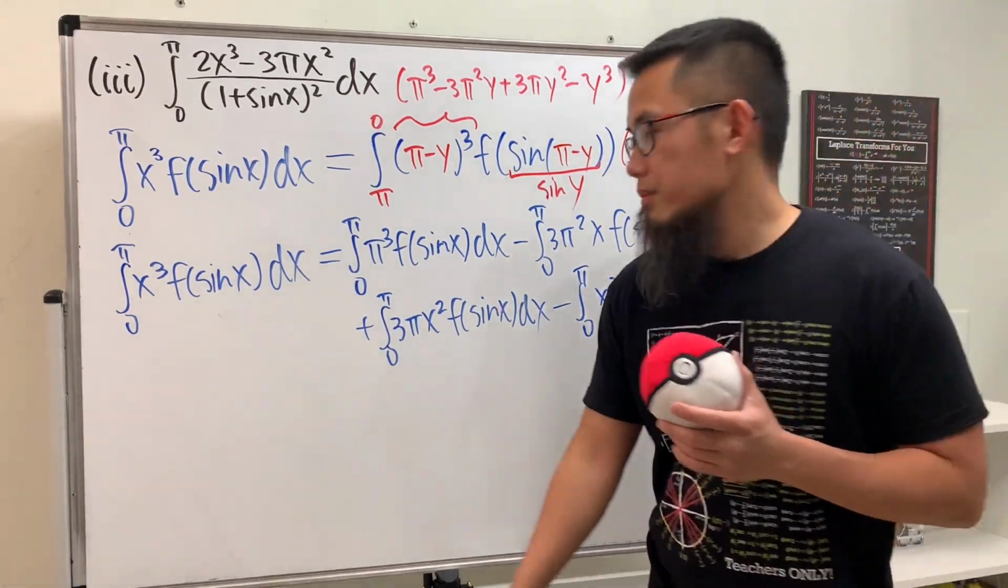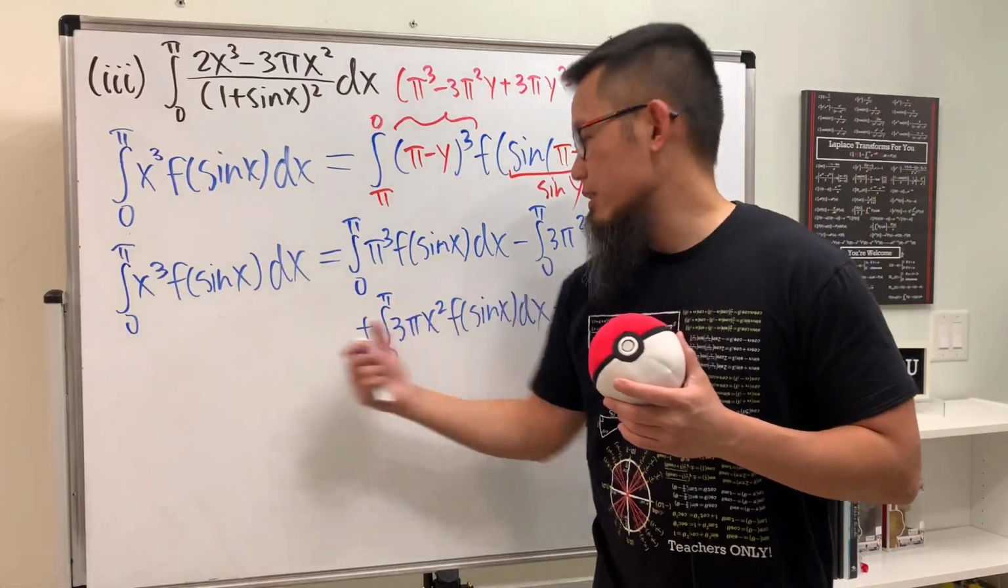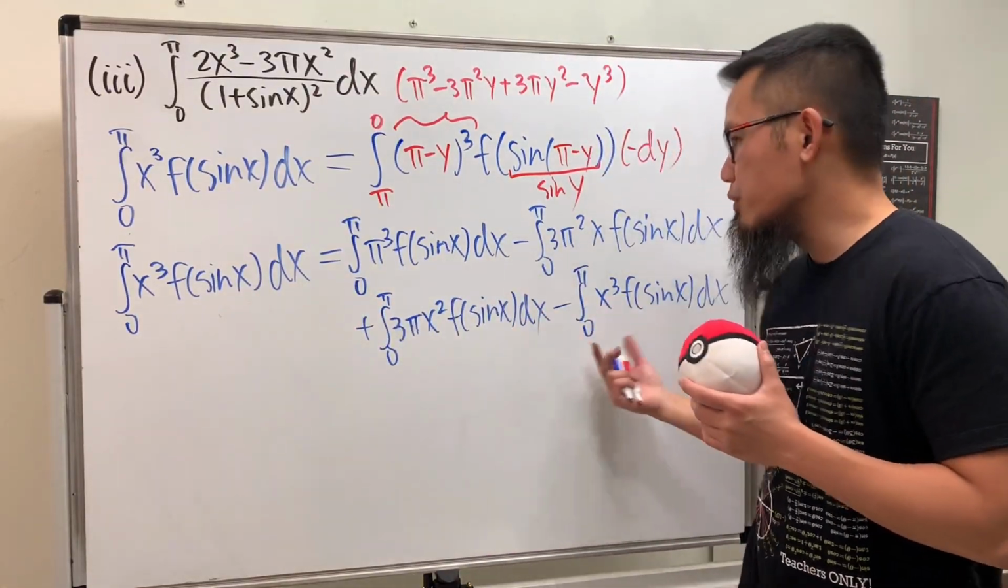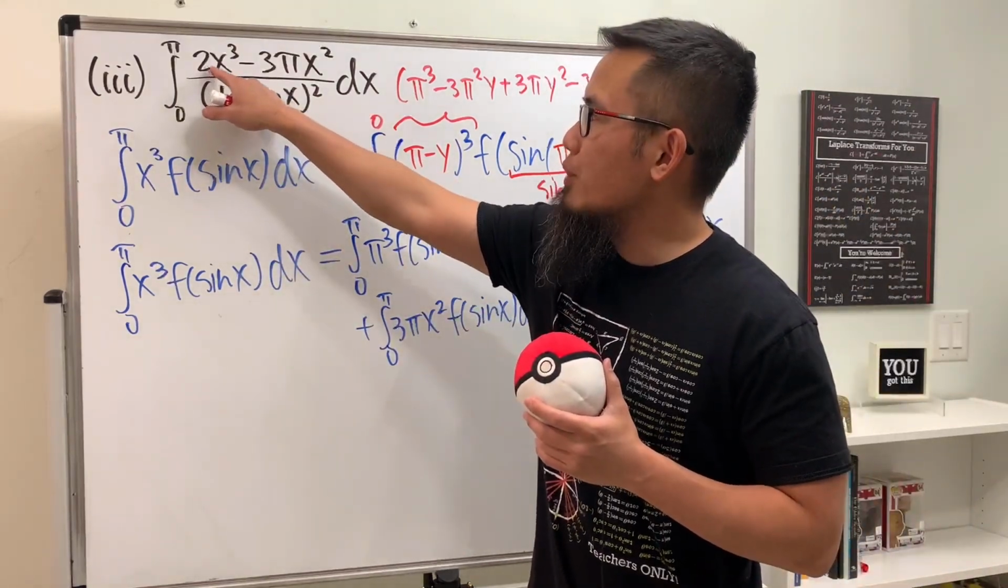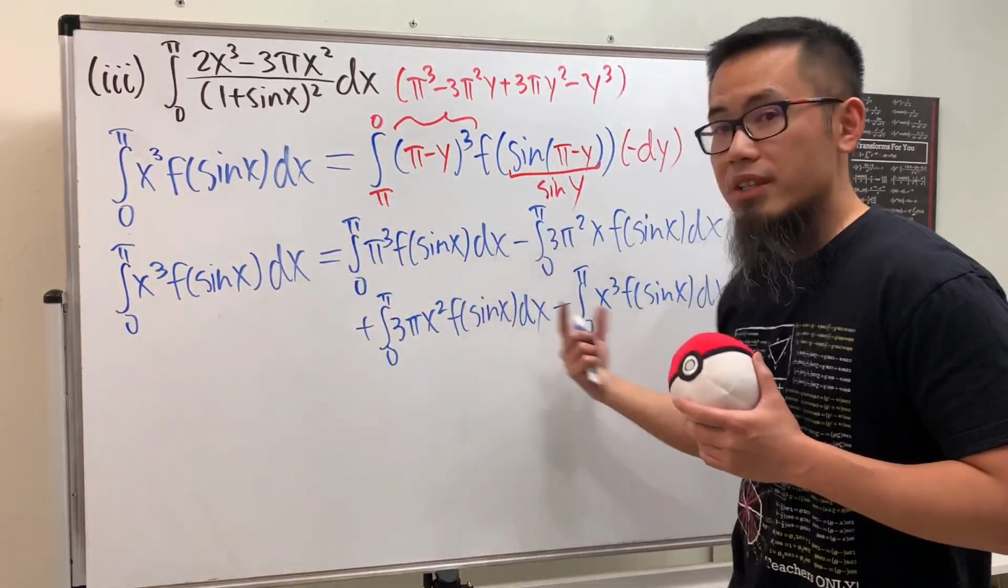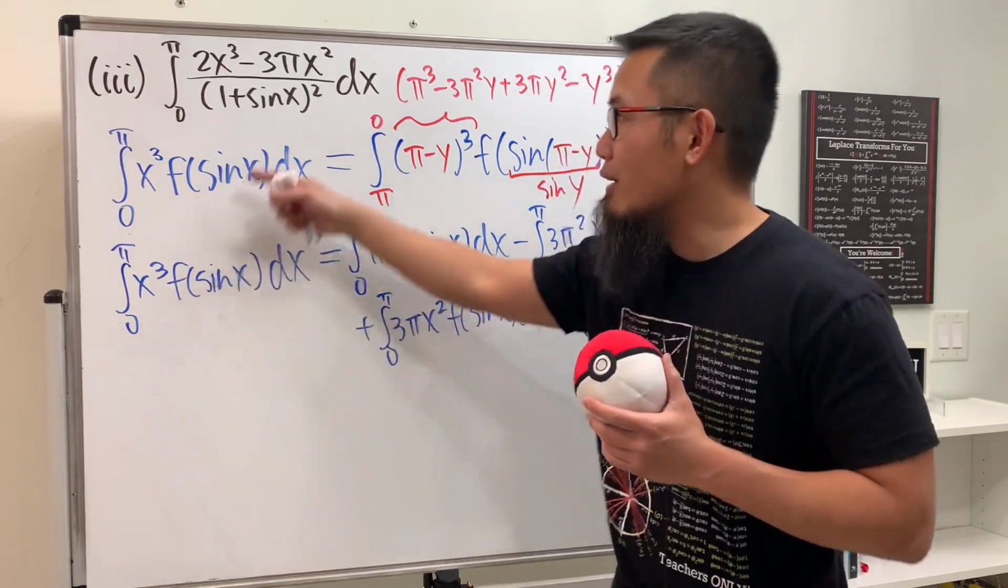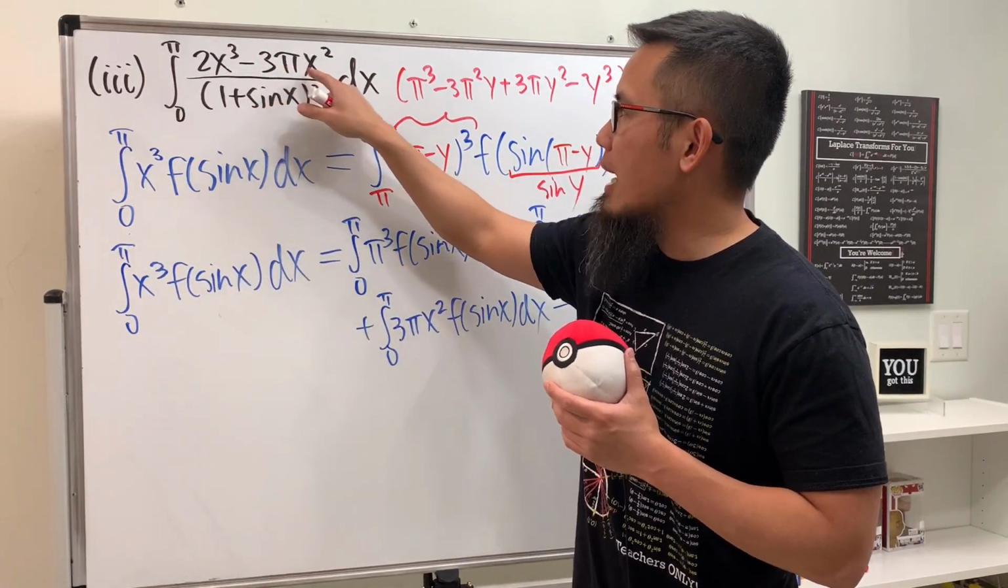And you know the deal. This and that are the same, but this is negative, that's positive. Maybe you can just move this to the other side, right? Yeah. But hey, look, we have 2x to the third power. So we definitely do that. But we also have what? Minus 3 pi x squared.